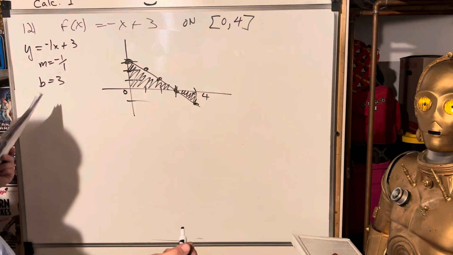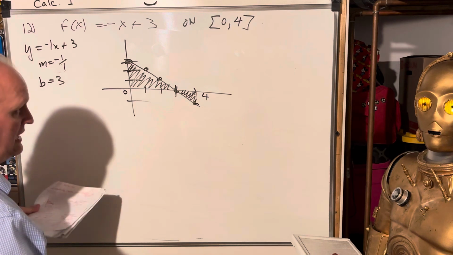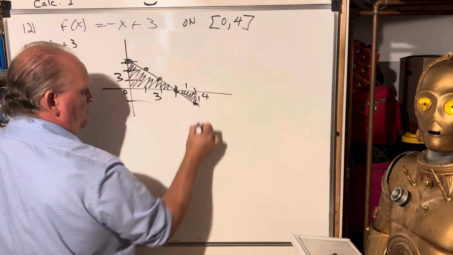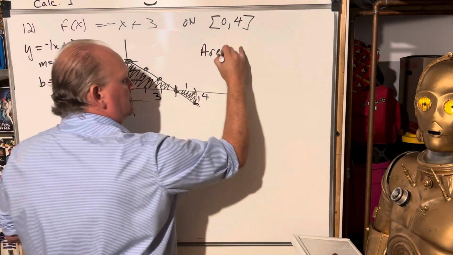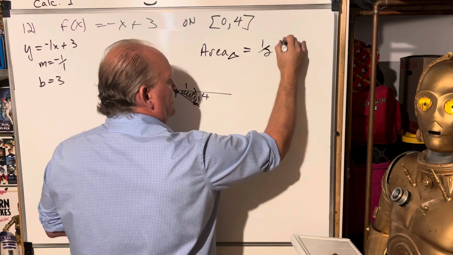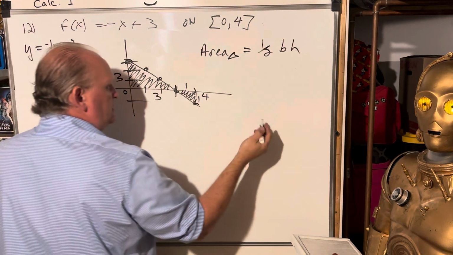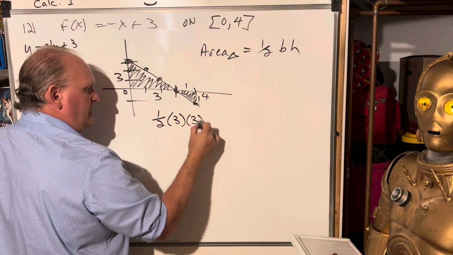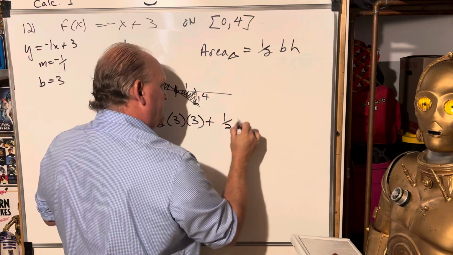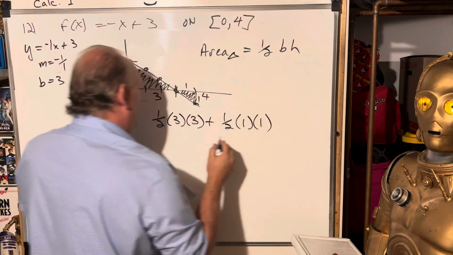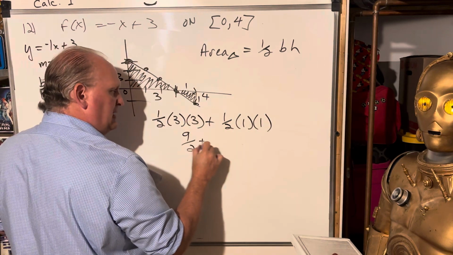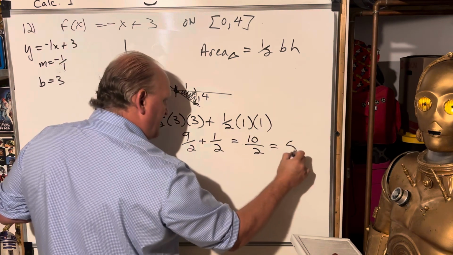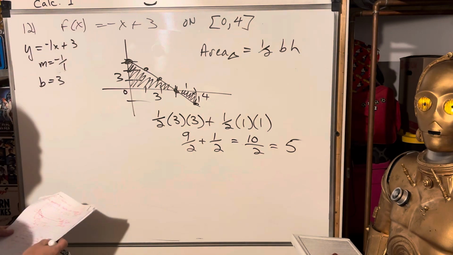So if we were doing this geometrically, I said find the area. You'd say, okay, that's 3, that's 3, that's 1, that's 1. Area of a triangle is 1/2 base times height. So you would say 1/2 times 3 times 3 plus 1/2 times 1 times 1. And that would be 9/2 plus 1/2, which is 10/2, which is 5. And that would be the area.